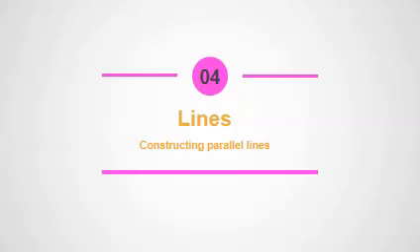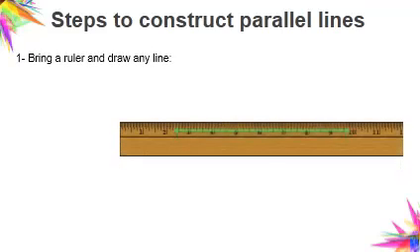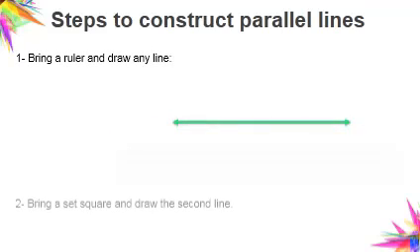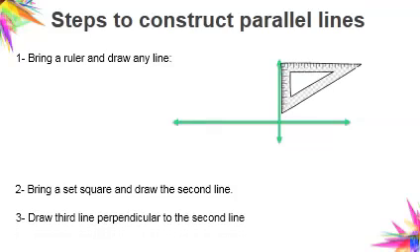Now how can I construct parallel lines? Also, it's very easy. The same steps as the perpendicular line. So the first thing, you have to bring your ruler and draw any line, and then you bring the set square, you put it like this, and you draw the second line. Now what should I do? You have to flip your set square. Look, how do you flip it? You just put it like this. You flip it like this to draw another perpendicular line on this second line.